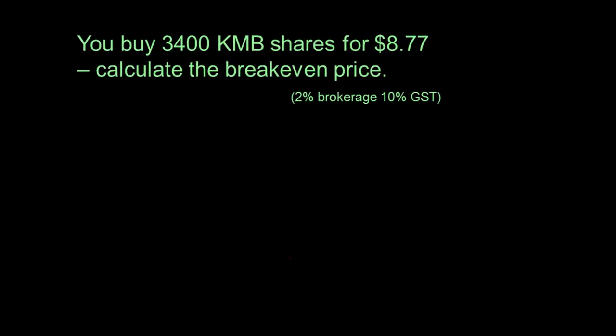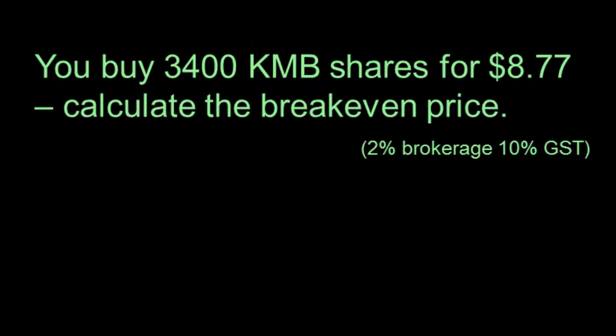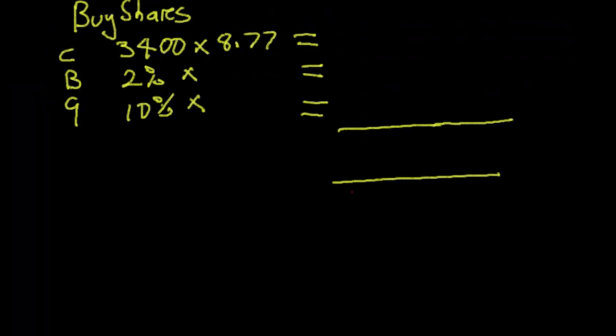So let's have a look at a standard, typical break-even type of question that you'll get. You buy 3,400 KMB shares for $8.77. Okay, so they're $8.77, and you want to work out the break-even price, and you've got a 2% brokerage and a 10% GST. So our first step is to purchase the shares, and you've done this before. You get your consideration, brokerage, and GST.